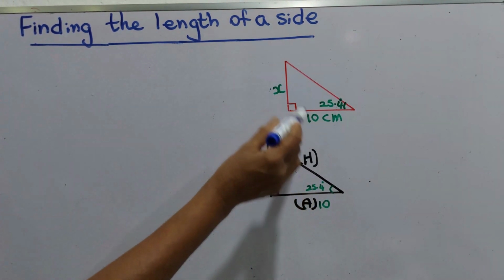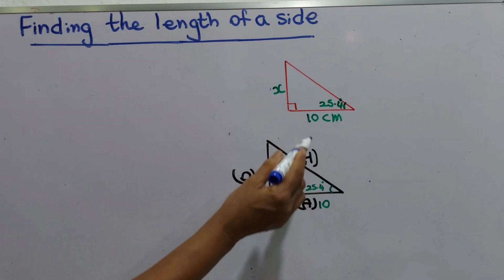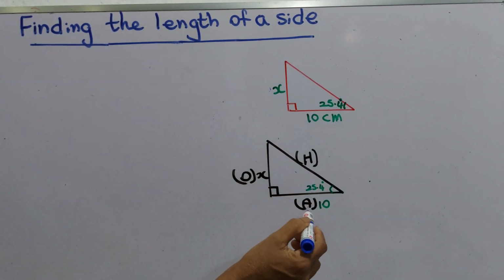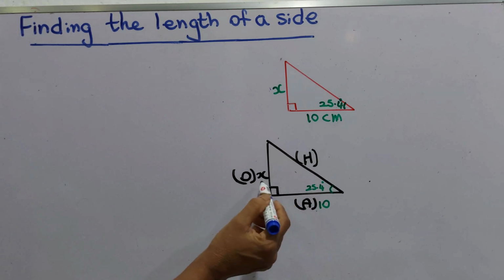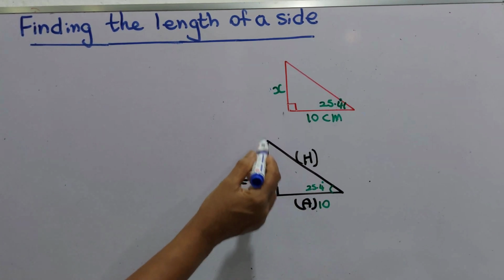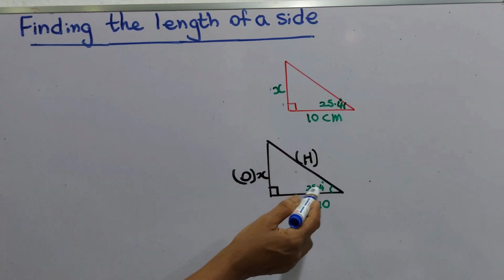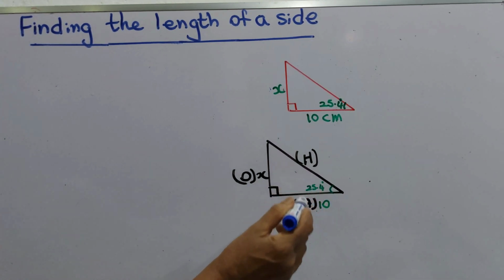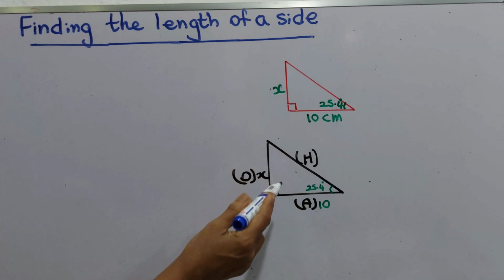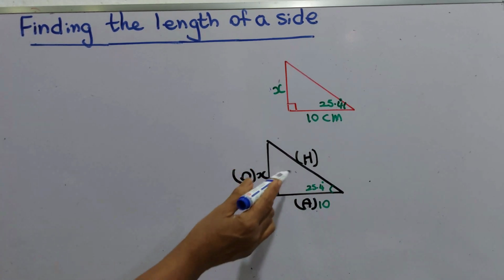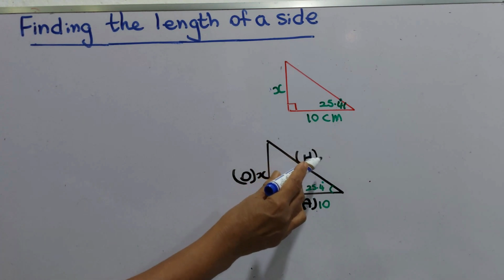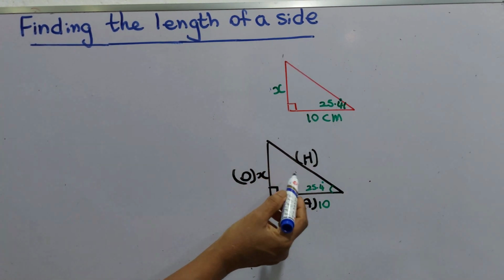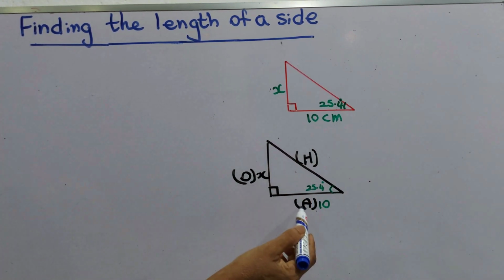Second step, as we marked H, O, A. Then we already know A is 10, and O is the side we have to find, and this is the angle, given as 25.4 degrees. Then we know nothing about H. So we need the function involving O and A.